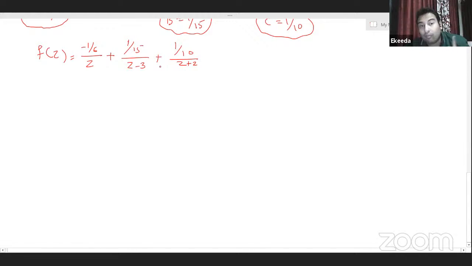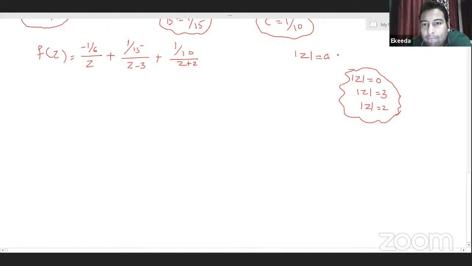But we always take mod. So the first is mod z equal to 0. The second is z equal to 3, but we take mod, so that is mod z equal to 3. And finally, z plus 2 equal to 0 means z is equal to minus 2, but we always take mod, so that is mod z equal to 2. Is this clear till now? Please let me know. So we got three circles from this.